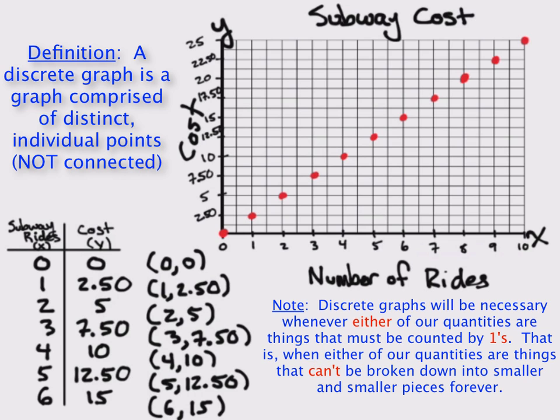Some common examples of things that can't be broken down forever and must be counted by ones are people. Anytime people are involved, you can't break people into parts. And anytime money is involved. While you can break down money into smaller and smaller pieces, into pennies for instance, you can't break down money forever.